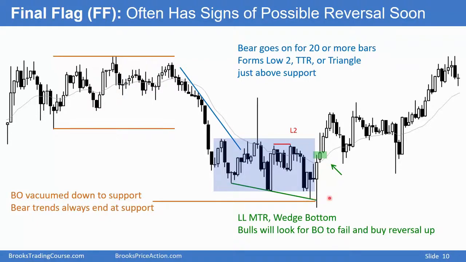The bulls will expect the bear breakout to fail, just like it failed here, and it's failing here, and it tried again here and reversed up violently. Bulls will look to buy for at least a couple legs up, 1 pullback 2, or 1 pullback 2.